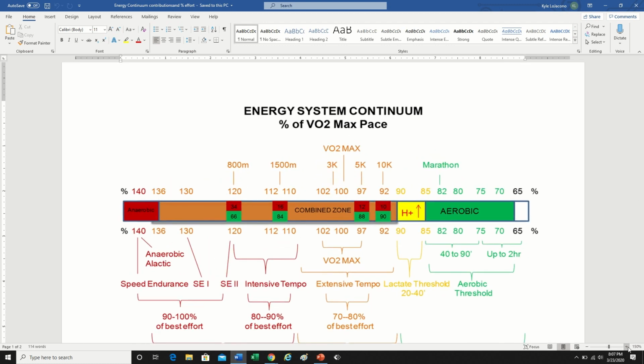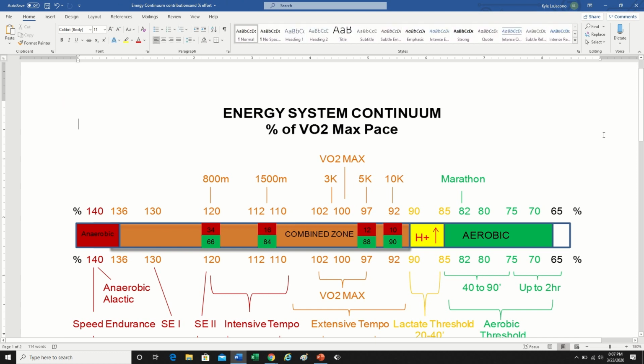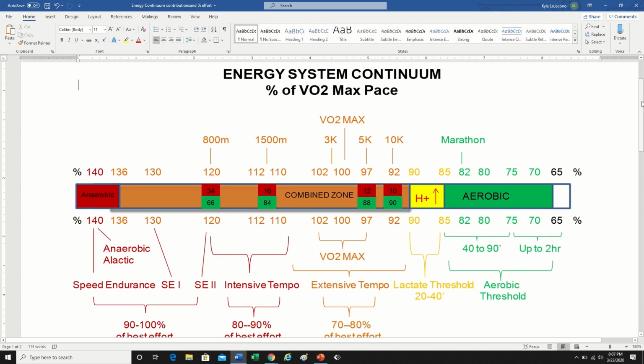So I was just speaking to this, I might as well just bring it up. This is from the USATF distance coaches curriculum. It's basically the energy system contributions based on VO2 max. So VO2 max is right here at 100%. This is your 2 mile pace. 3K is a little bit shorter, so it's going to be run a little bit faster. 5K is right here at 97% of this 100% VO2 max.